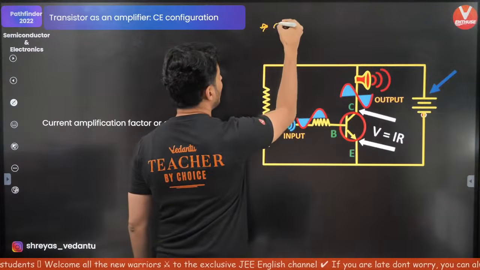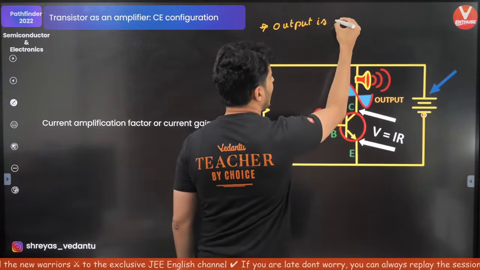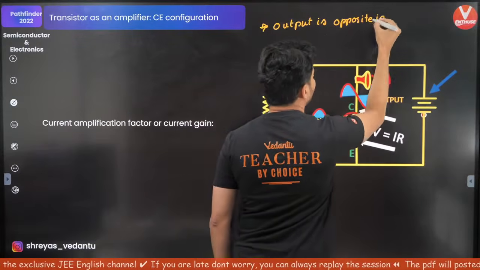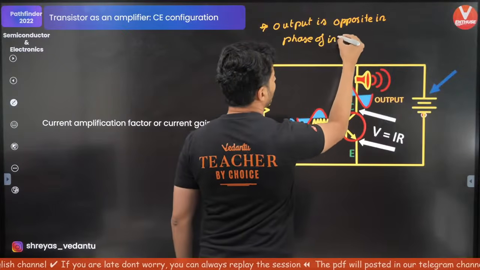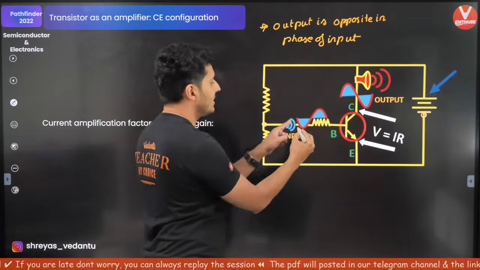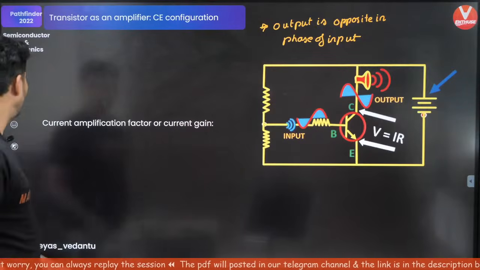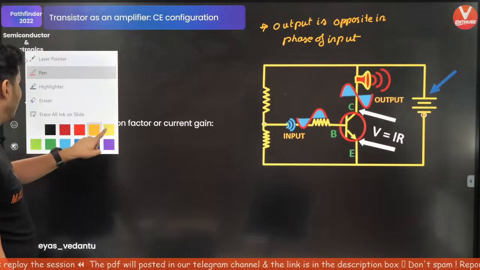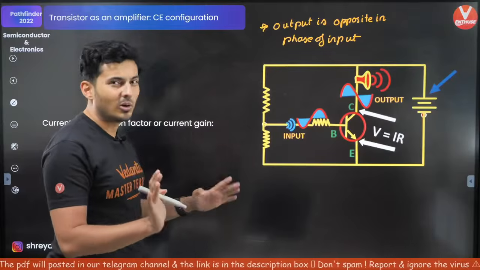So the output is opposite in phase of the input. So if this is negative positive, that will be positive negative. It's exactly opposite. That's one thing you should remember. And the parameters which you should also keep in mind are input resistance and output resistance and all of that.